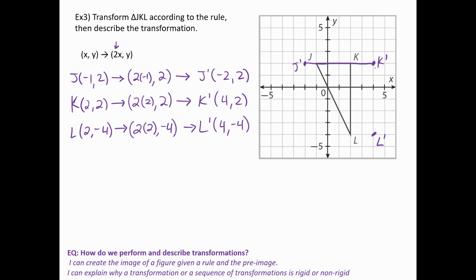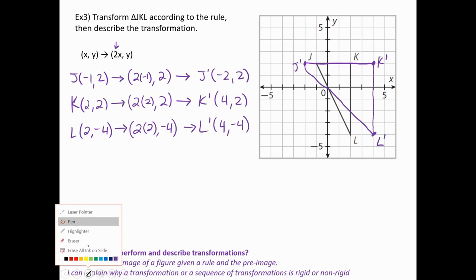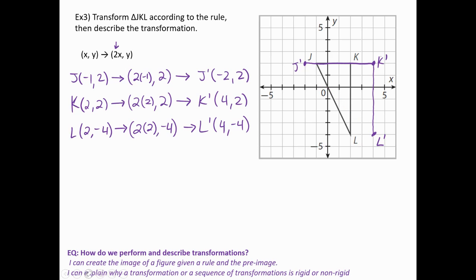All right, so as I'm connecting, you should be looking at this new triangle, and hopefully we recognize there's something different about it. Let's see if I can draw that one more time. There is something different about this new triangle. The new triangle, or the image, the copy that we have made after our transformation, is a bit different than the original.